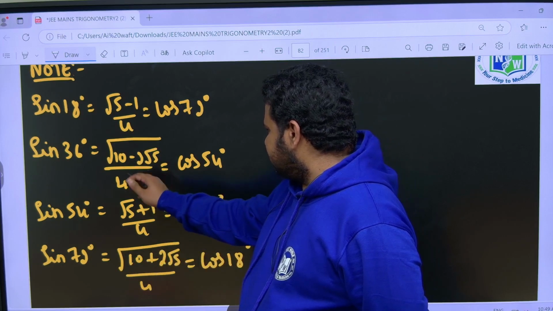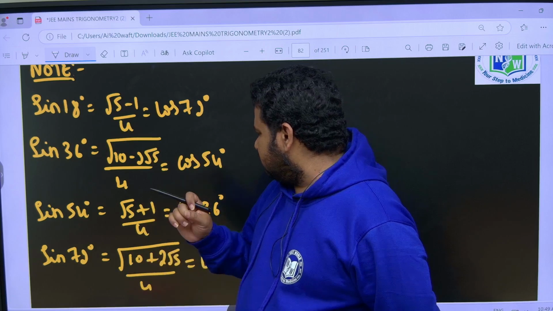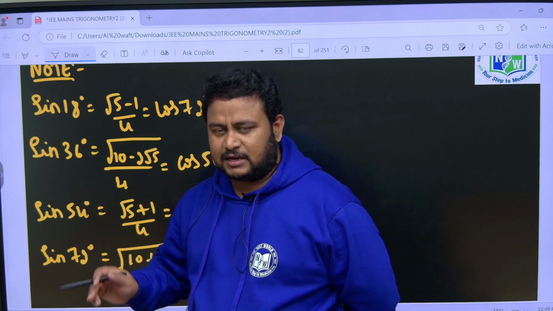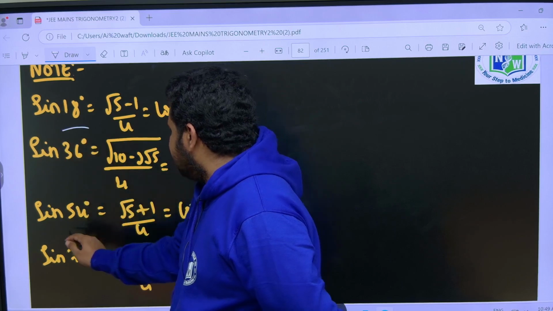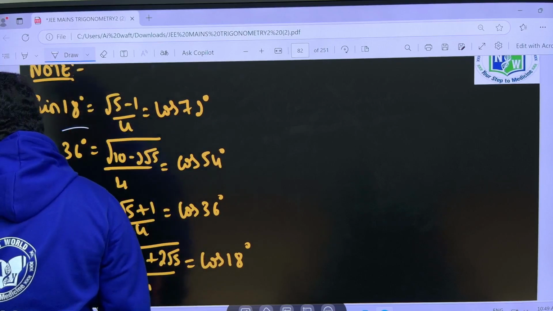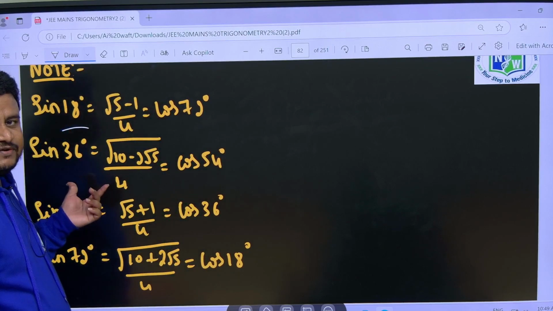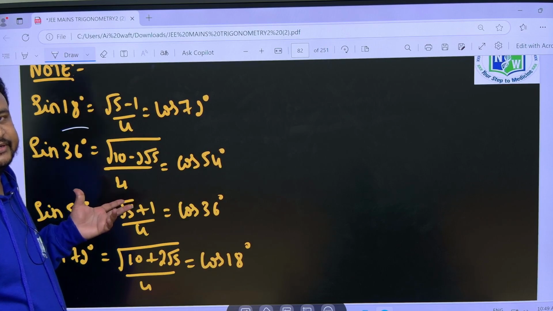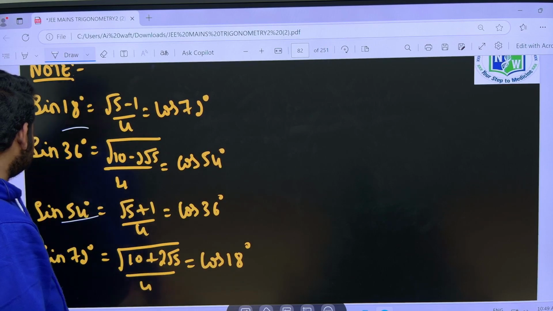This, if you want, you can remember. But the two things which I want you to remember compulsorily are sin 18 degrees and sin 54 degrees. Sin 18 degrees and sin 54 degrees, compulsorily you have to remember this. Got it, friends?